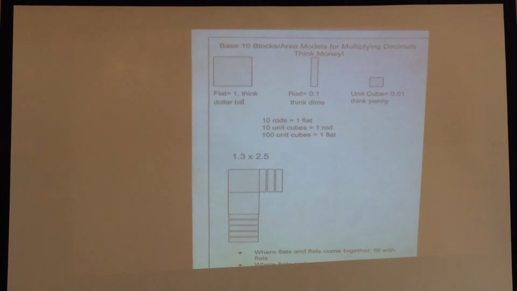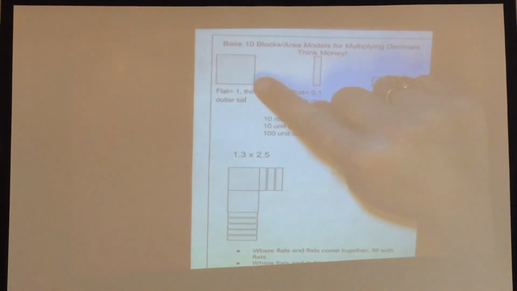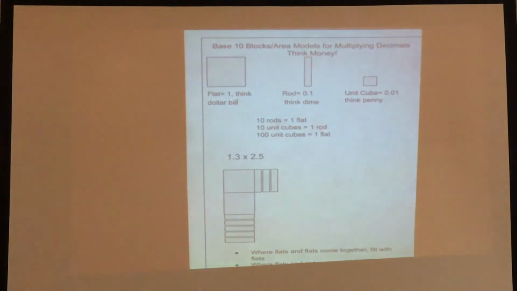When you have a base 10 block, a big square one, it's called a flat. It's worth 1 whole, and I think it's easy to remember a flat as worth $1. Then you have your rods. That's worth 1/10, which would be equivalent to a dime. Your unit cube is worth 1/100, so we're going to think pennies.